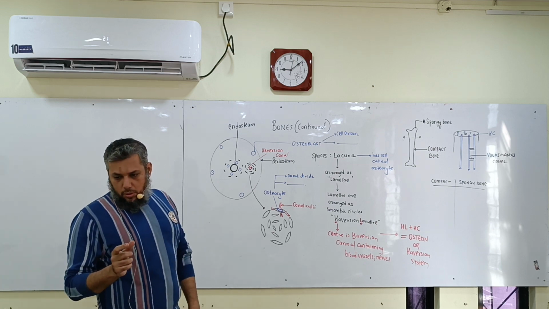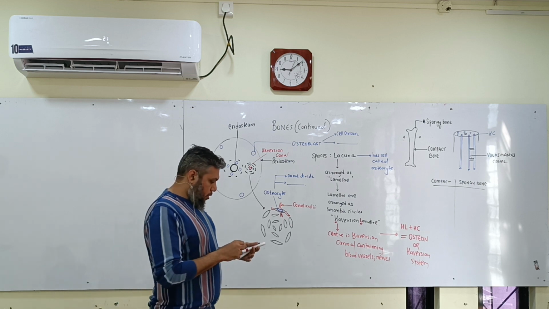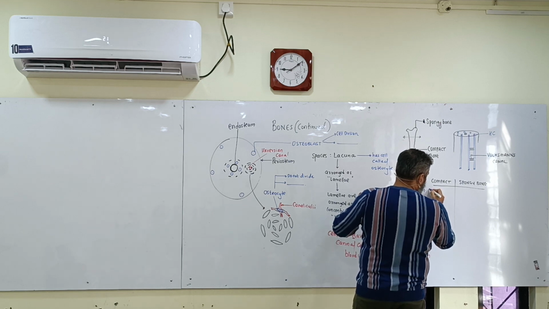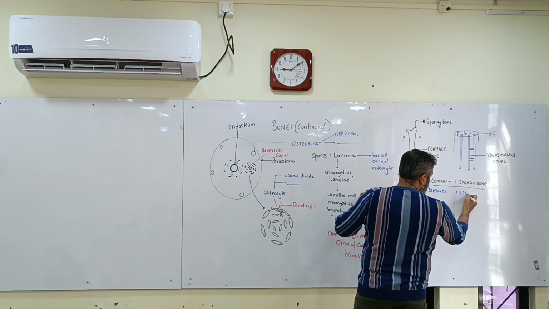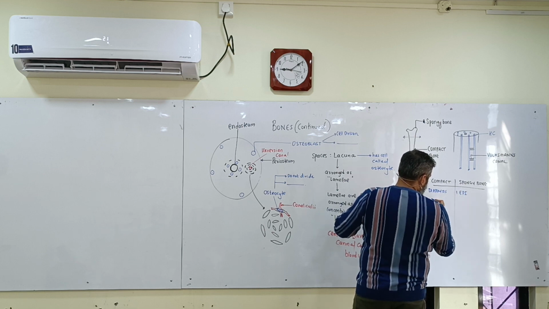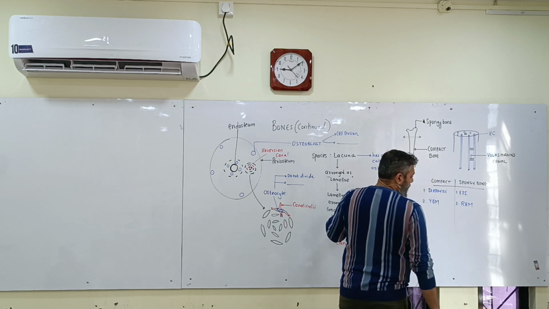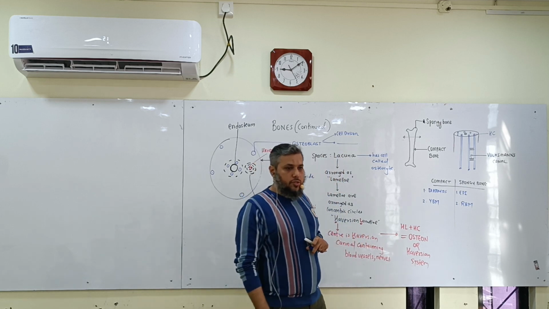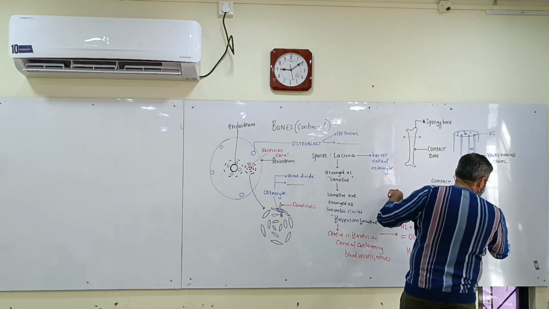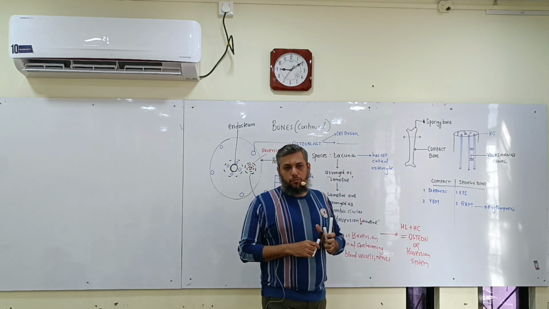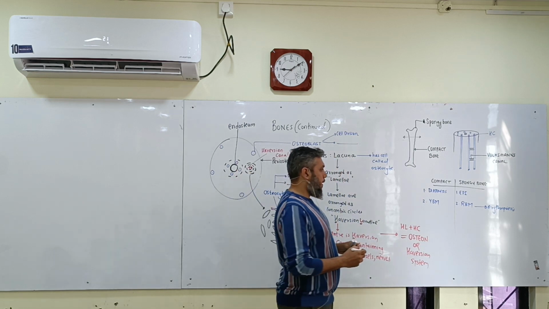There are two types of bones. What are they? Compact bones and spongy bones. The compact bones are present in the diaphysis, and the spongy are present in the epiphysis. Second thing, the compact bone has a yellow bone marrow, and the spongy has a red bone marrow. So who performs the function of erythropoiesis, children? Spongy bones. What is erythropoiesis? Formation of red blood cells.